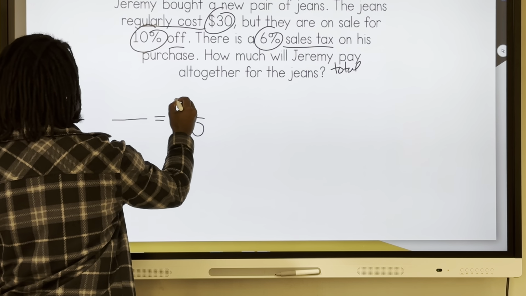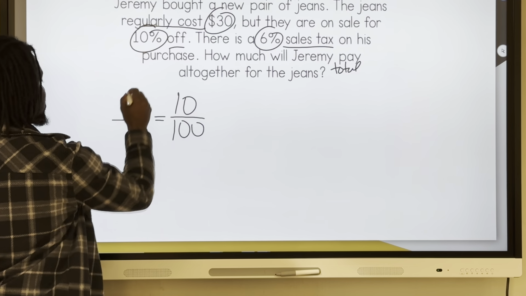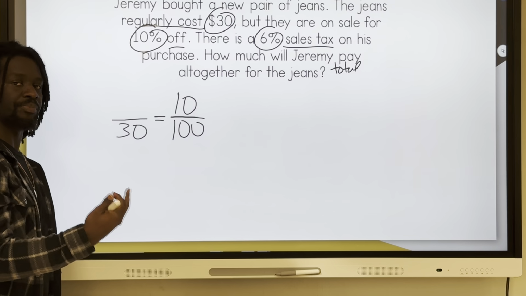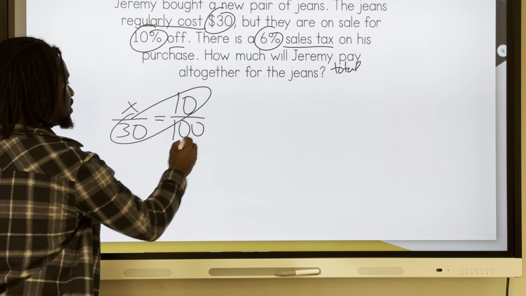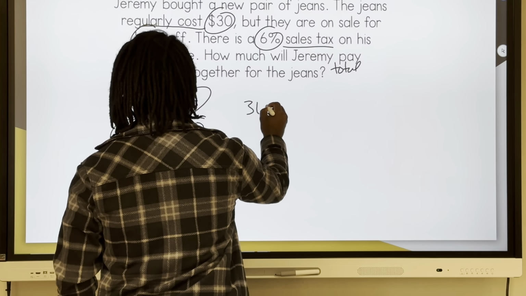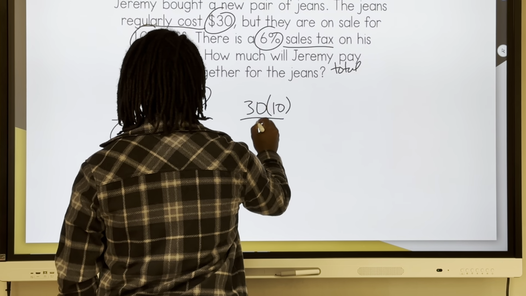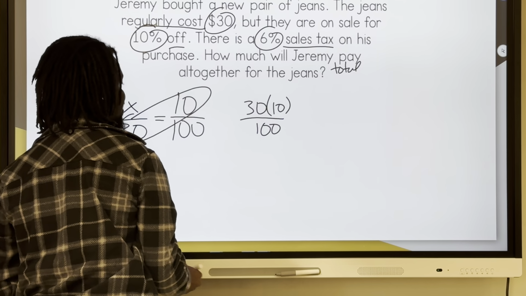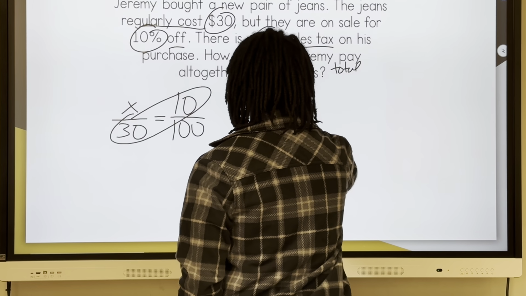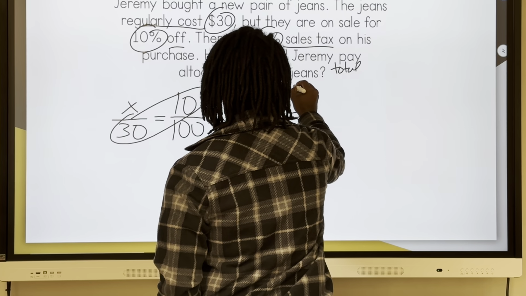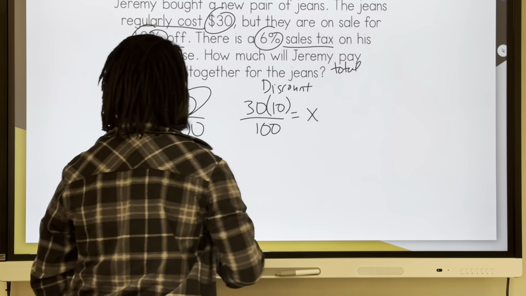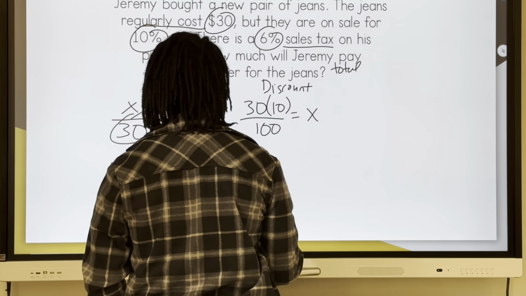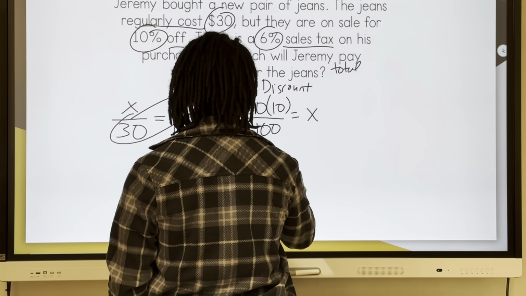So it's a 10% discount, and the jeans cost $30. That's the price before. So I got to figure out, okay, how much is that going to be? So I'm going to do 30 times 10, then divide it by 100. And that is going to give me how much is the discount. So that's giving me the discount. 30 times 10 is 300, divided by 100 is going to give me $3.